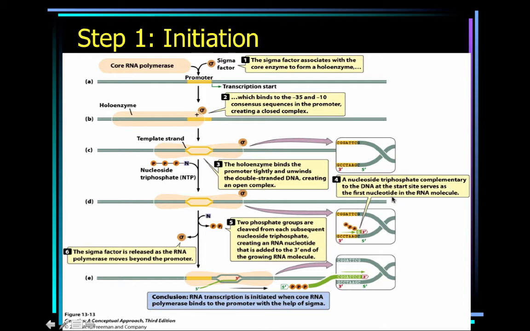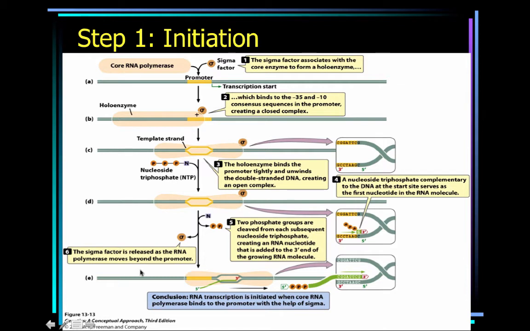Then if we look over here at step number 4, that nucleoside triphosphate that is complementary to the DNA at the start site is going to serve as the first nucleotide in the RNA molecule. So the two phosphate groups are then going to be brought in. They're eventually going to be cleaved from the subsequent RNTPs, creating an RNA nucleotide that is added to the 3' end of the growing RNA molecule. So we can see that actually starting to grow here.